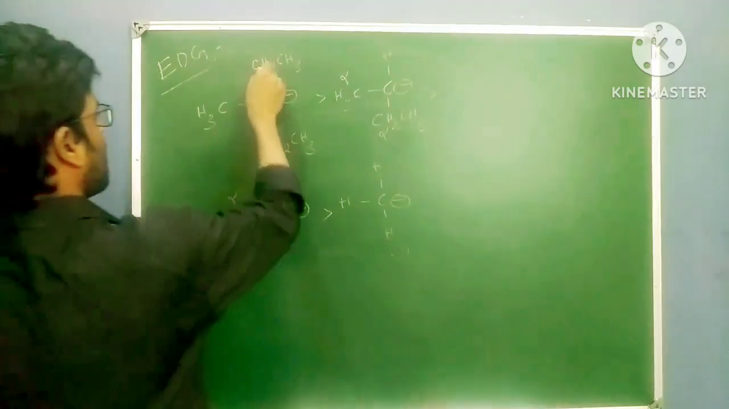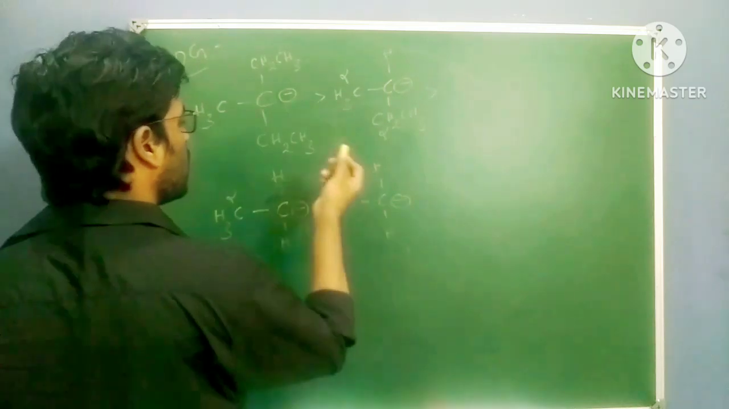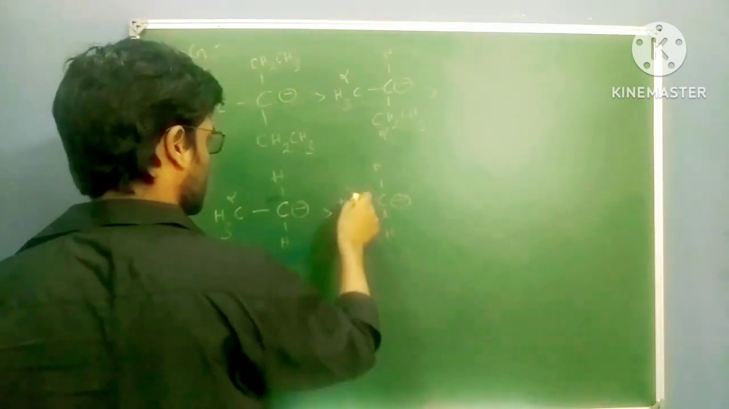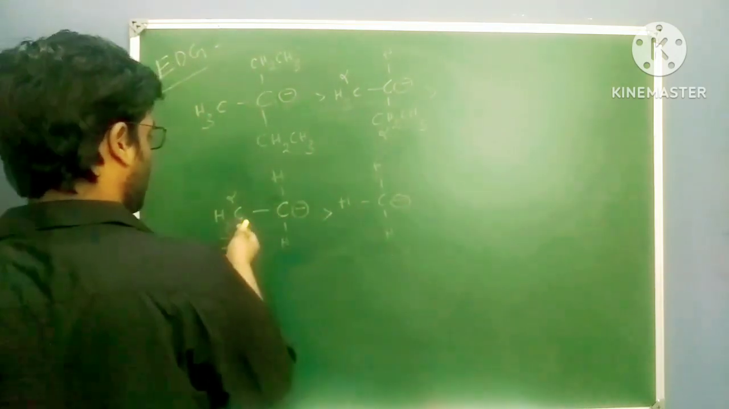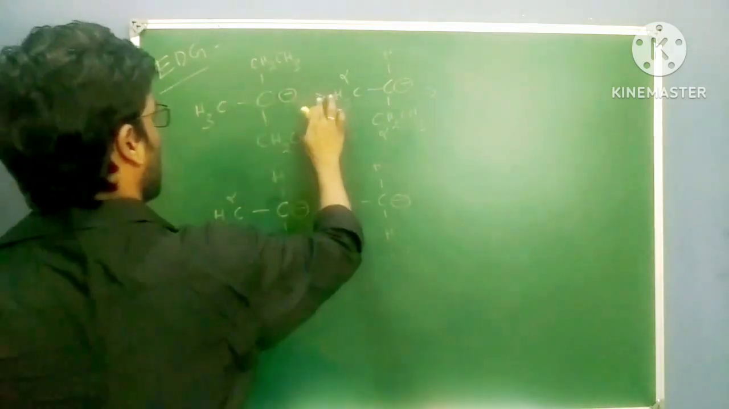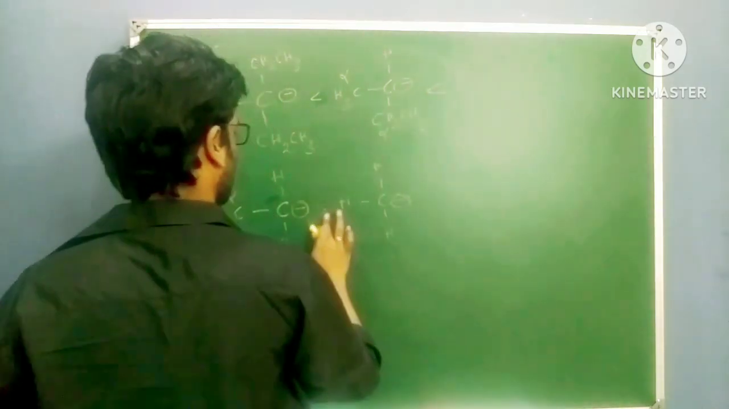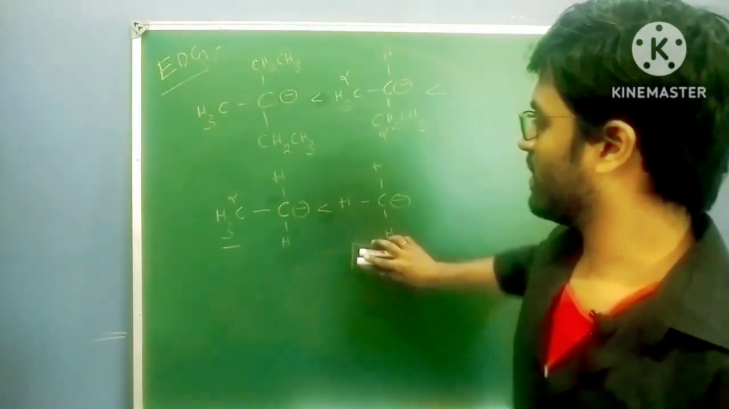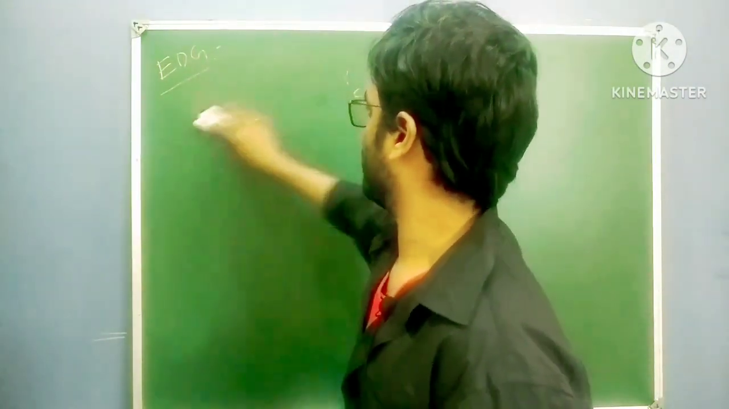So here three electron donating groups are there, here two, here one, and here no electron donating groups, just hydrogen. Whenever we have hydrogen, this is comparatively less electron donating, so the order is reversed. Since this one has more electron donating groups, the order should be reversed like this for the carbanion. So this is the next case. With electron donating groups we have seen carbanion, carbocation and free radical.